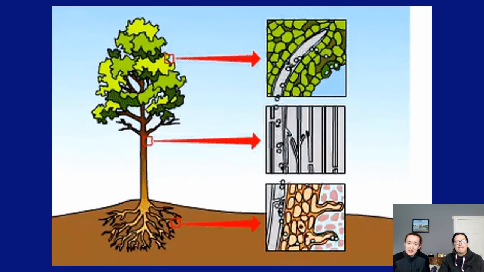And this is just a very nice GIF that shows the water molecule movement. So it goes from water in the soil in through the root hair, in through the root, up the xylem, and then out through the stomata in the leaf. Just a really nice one.